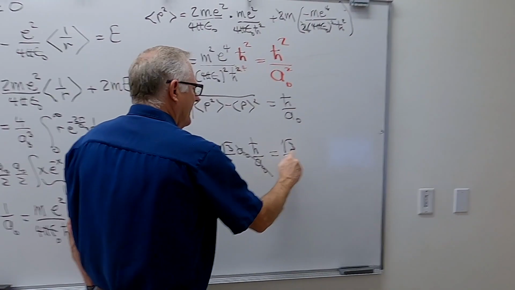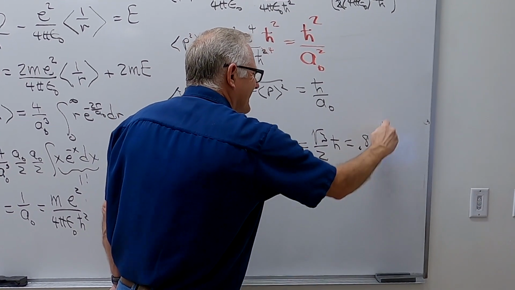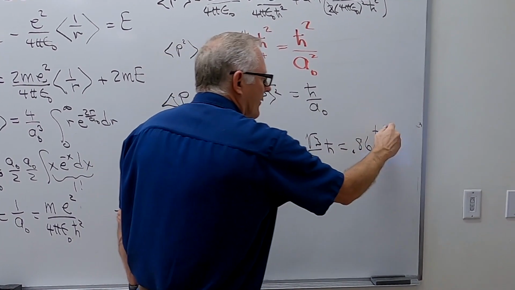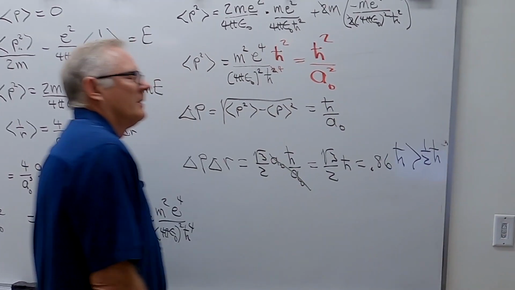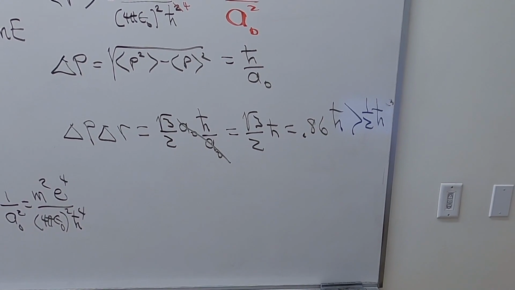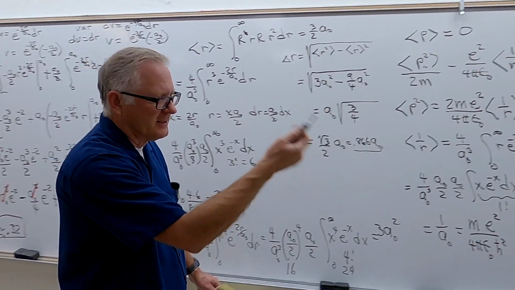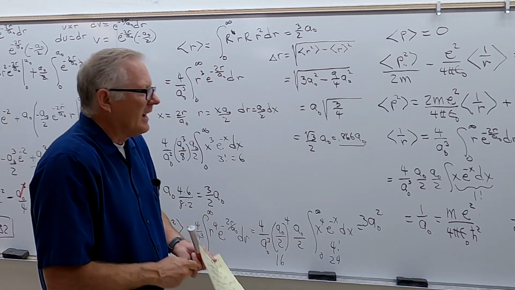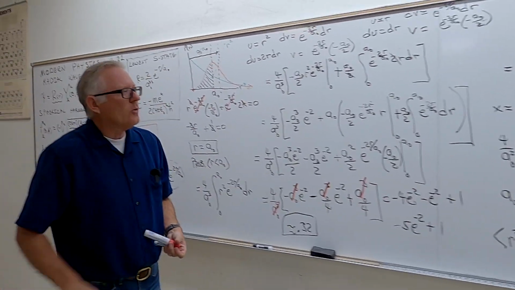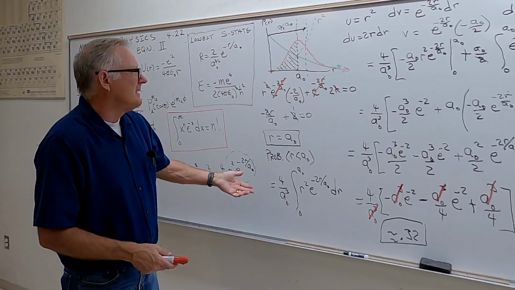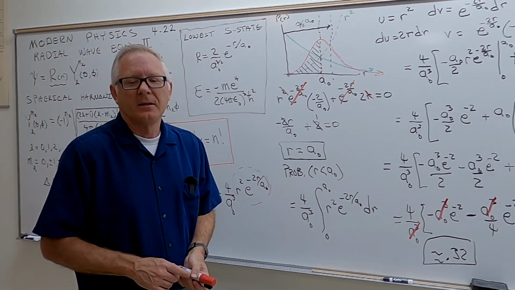A naughts drop out. Square root of 3 over 2 h bar, which is 0.86 h bar, which is definitely greater than half an h bar. Remember, that was the minimum. So this was all for the lowest state. As you go up to higher and higher states, it's just going to get bigger. It's not going to get smaller. So it doesn't violate the uncertainty principle. And so on the next video, we'll go through what are the other states. This was just the lowest S state right here. Okay.